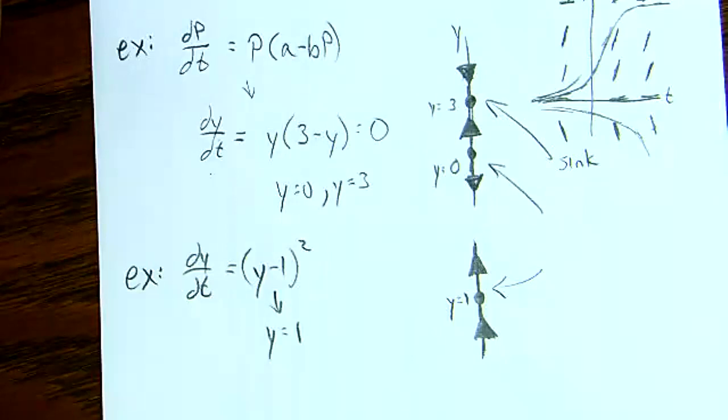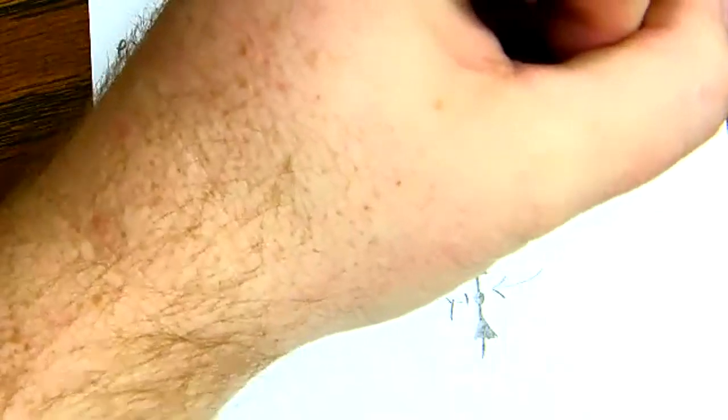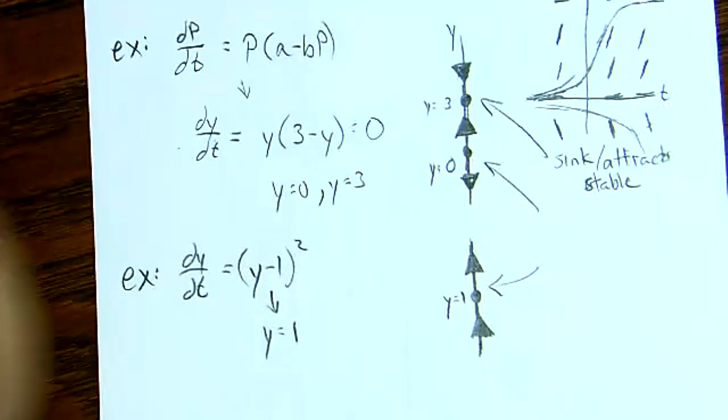So that means this is called a sink, or an attractor. It's also called stable. It's a sink or an attractor because solutions near it are pulled toward it, and it's stable because if you start at 3 and you perturb the solution just a little bit, it goes back to 3.